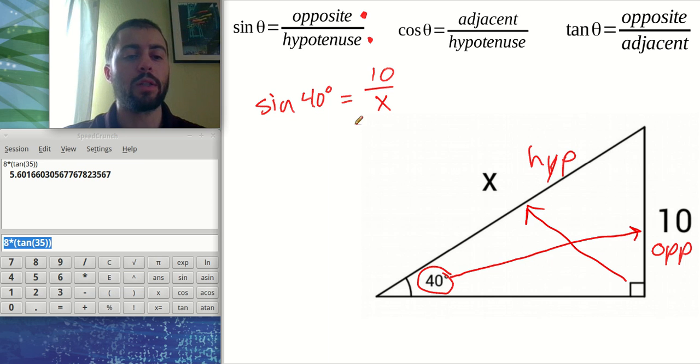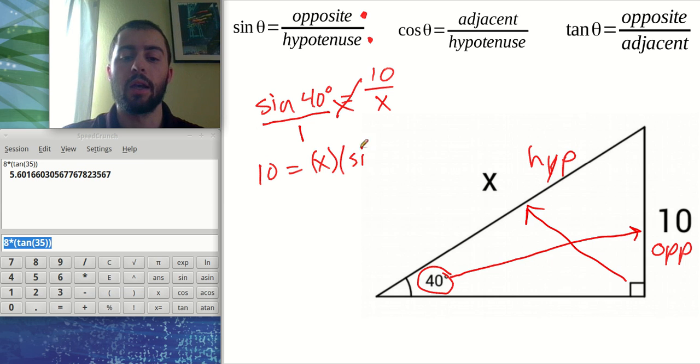There are a couple different ways to solve this. My preference is to divide sine 40 by 1, which is fair game because we can divide anything by 1 and not change its value. And now we've established a proportion. So when we have a proportion, we can solve by cross multiplying. So we can cross multiply here and we'd get 10, and we can cross multiply here and we'd get x times sine of 40.